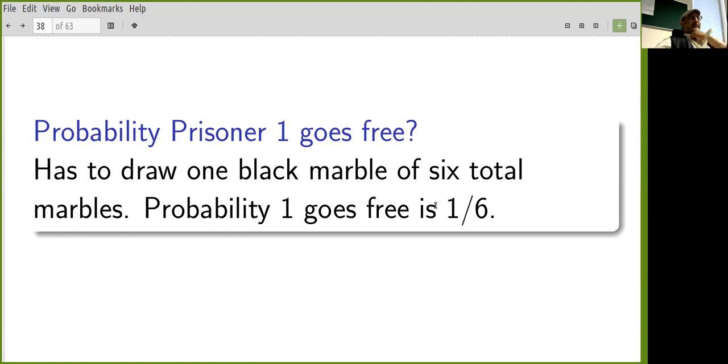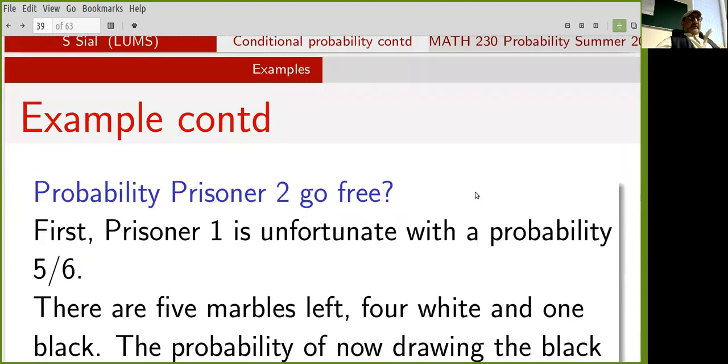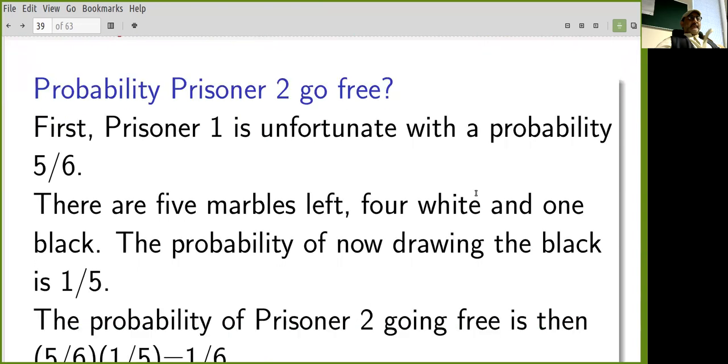Okay. What's the probability that prisoner 2 goes free instead? Well, let's think about this. Prisoner 1 is unlucky with a probability of 5/6. There are 5 marbles left, 4 white, 1 black. The probability of drawing the black is 1/5.